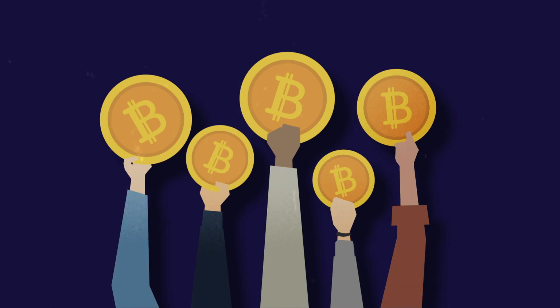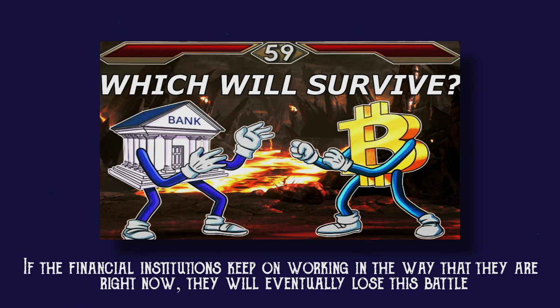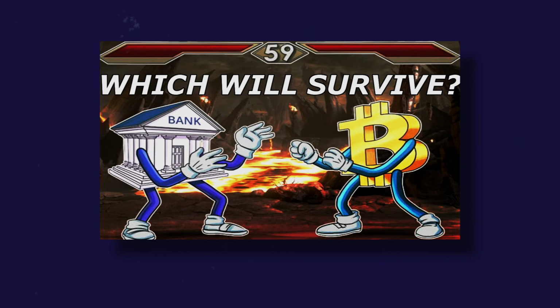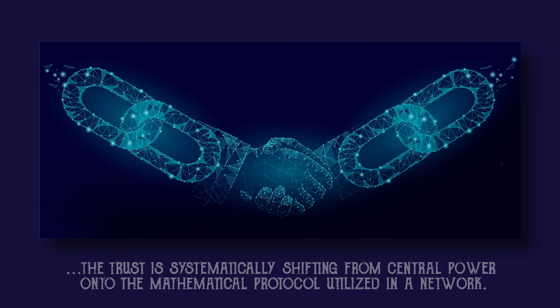The trust that people put into blockchain technology isn't very big yet, because it's something new. But the trust gradually keeps on growing as more people come into contact with it. If the financial institutions keep on working the way they are right now, they will eventually lose the battle, because the trust in our current system is extremely small, and it's getting smaller and smaller day by day. In this case, we can say the trust is systematically shifting from central power onto the mathematical protocol utilized in the network.